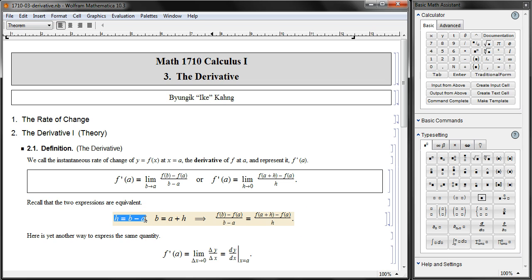The change of variable h is equal to b minus a, and flipping a to the other side, we get b equals a plus h, and apply these to this quantity here. b minus a in the denominator is equal to h, and b in the numerator is equal to a plus h. If you do that, you get the second quantity. So they are the same.